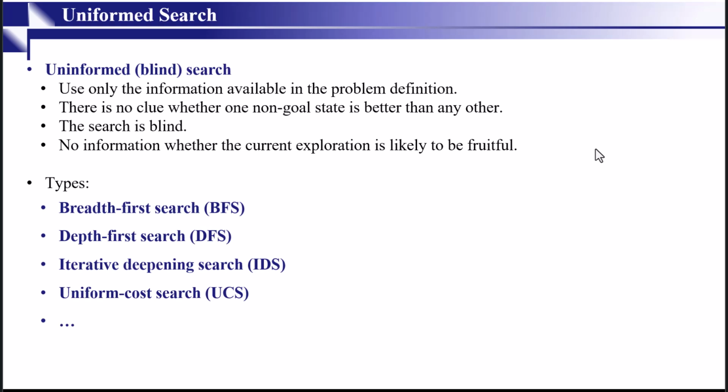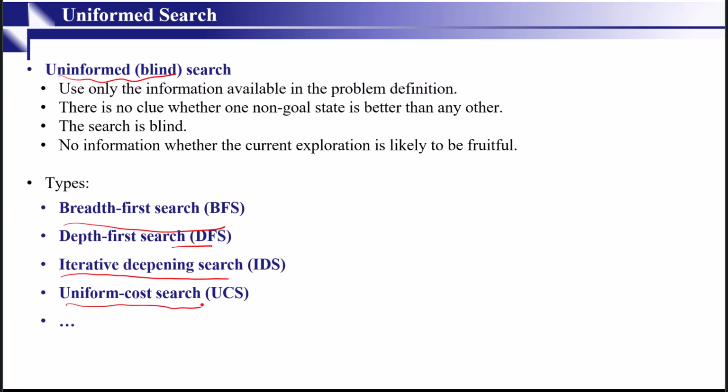So uninformed search, or we can call it blind search, explores without any clue about whether the current path is likely to lead to the goal state or not. Within uninformed search, we have several important algorithms like breadth first search, or BFS. This explores the search tree level by level. Then we have DFS, depth first search. DFS goes as deep as possible along one branch before backtracking. Then we have iterative deepening search, or IDS. IDS combines the benefits of both BFS and DFS, and it gradually increases the depth limit.